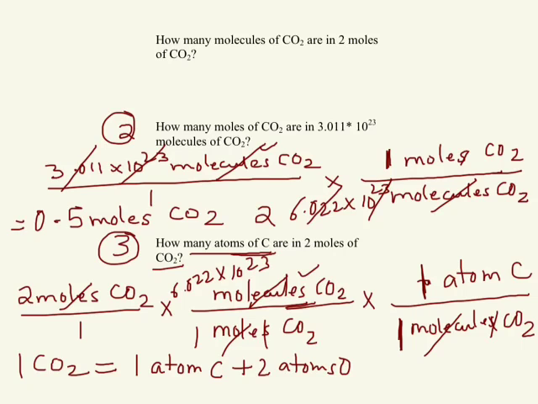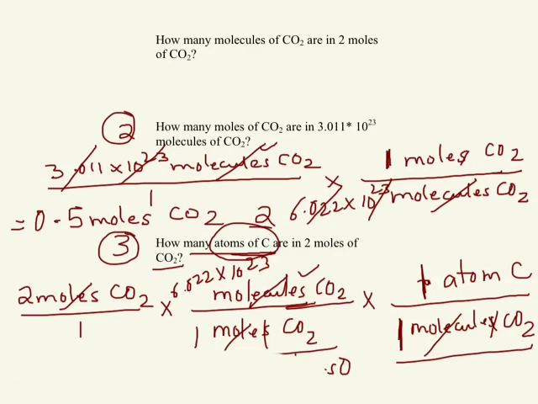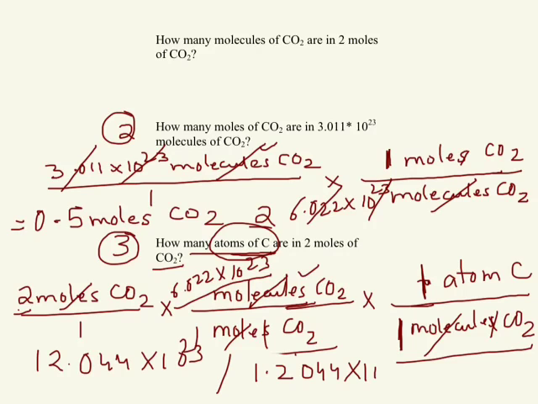So this question tells you that sometimes you're going to have more than one conversion factor to find out what you are looking for. In this particular question, what will be the answer? You have 2 times this number times 1. So basically 2 times Avogadro's number, which will be 12.044 times 10 to the 23rd, or in scientific notation 1.2044 times 10 to the 24th atoms of carbon.